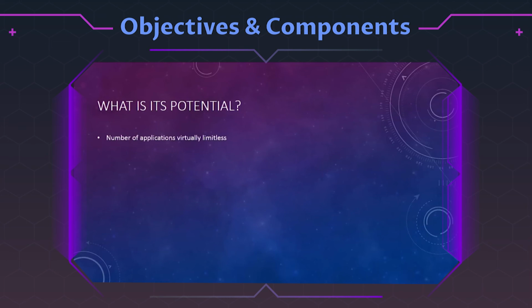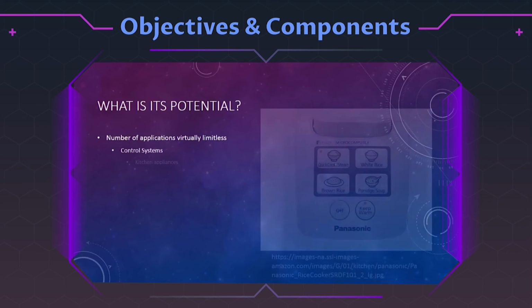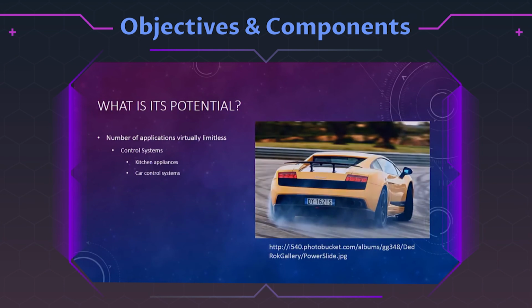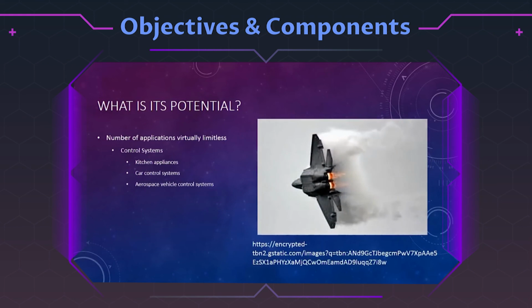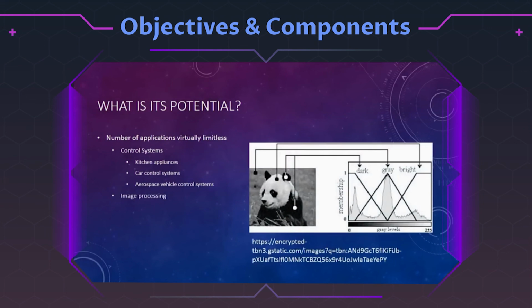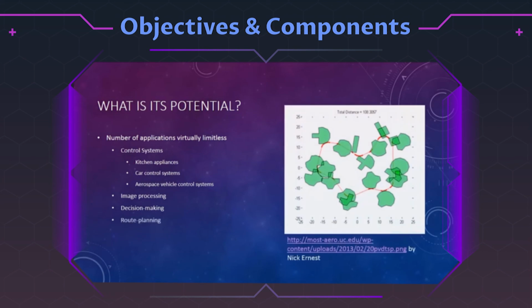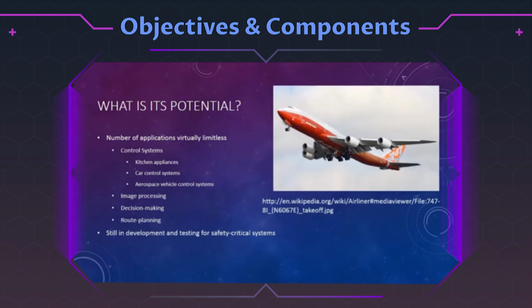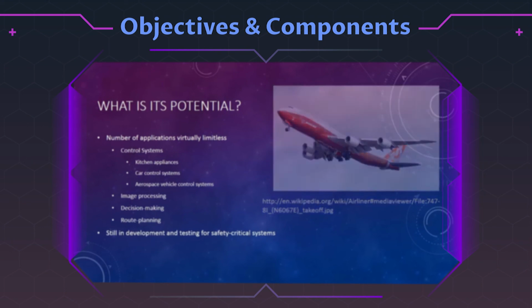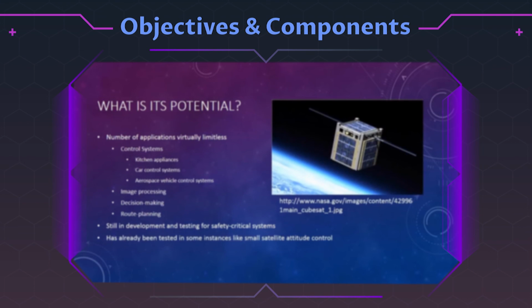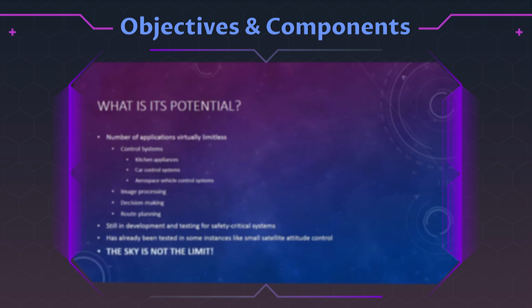So what is its potential? The number of applications are virtually limitless. You could have control systems, like kitchen appliances. You could also have car control systems, aerospace vehicle control systems. Fuzzy logic can also do image processing, decision making, route planning, and it's still in development and testing for safety critical systems like autopilots, although it has been tested and implemented in some small instances like small satellite attitude control. But remember with fuzzy, the sky is literally not the limit.